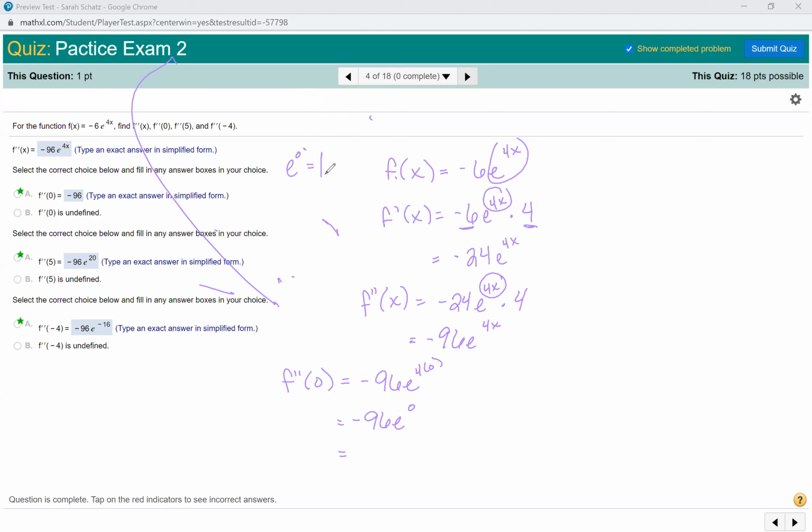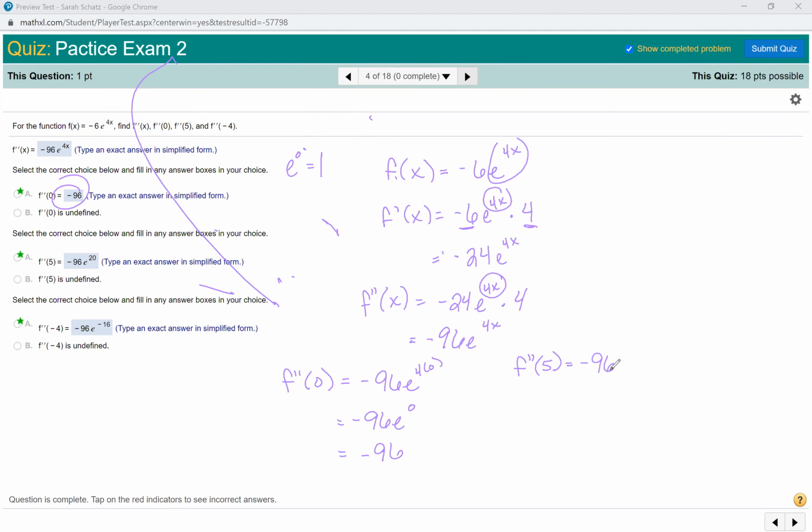E to the 0 is 1. And you guys, so negative 96 times 1 is just negative 96. So you can see that that's what they got here. But notice what they do on the other one. So that one's easy to actually calculate exactly.